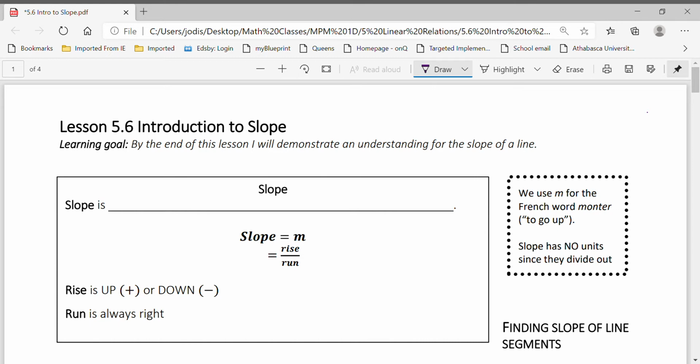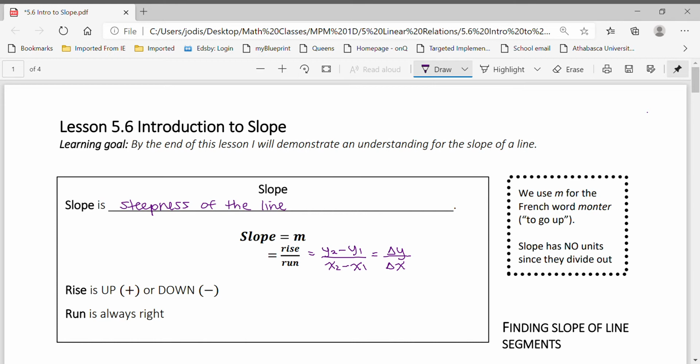So slope is just the steepness of the line. The letter that we use to refer to slope is a little m. Slope is always equal to the rise over the run. It's also equal to y2 minus y1 over x2 minus x1, and we could short form that to just the change in y over the change in x, or delta y over delta x.